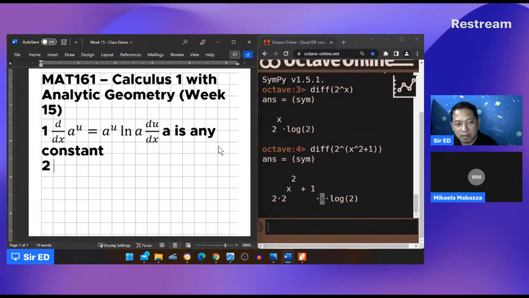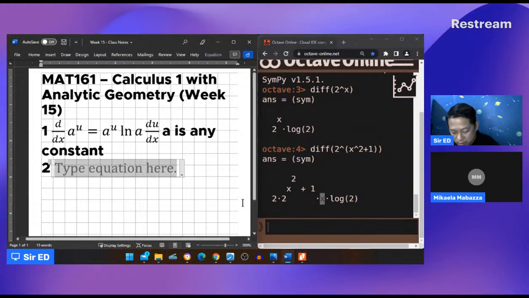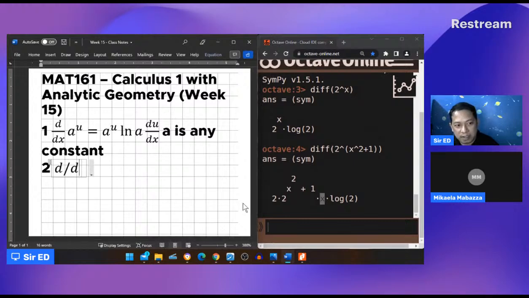Okay? And number 2, so for instance, what if A is equal to E, the natural number? So we have here the derivative of e raised to u is equal to... so what do you think, Micaela? Following the pattern, a is equal to u. If a is equal to e, what is the derivative of e^u, the one that you're solving?